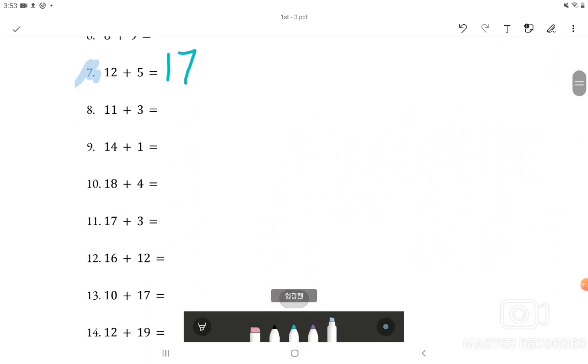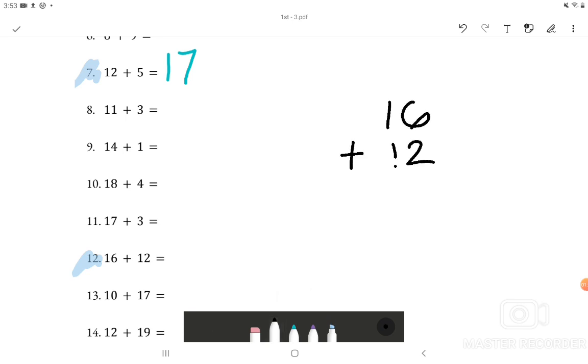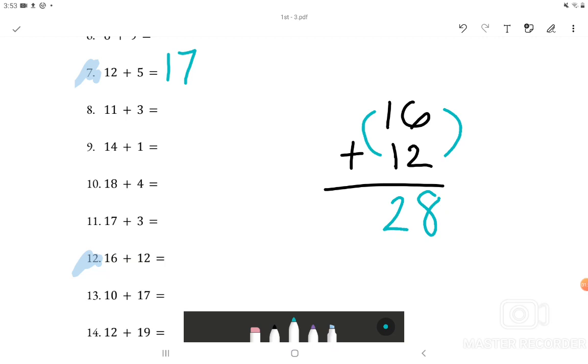Let's do one more problem from this section. Number 12 says 16 plus 12. We can use a vertical form to solve this problem. And we can start by adding the ones place together. 6 plus 2 is equal to 8, and 1 plus 1 is equal to 2. So we know that the answer for number 12 is equal to 28.